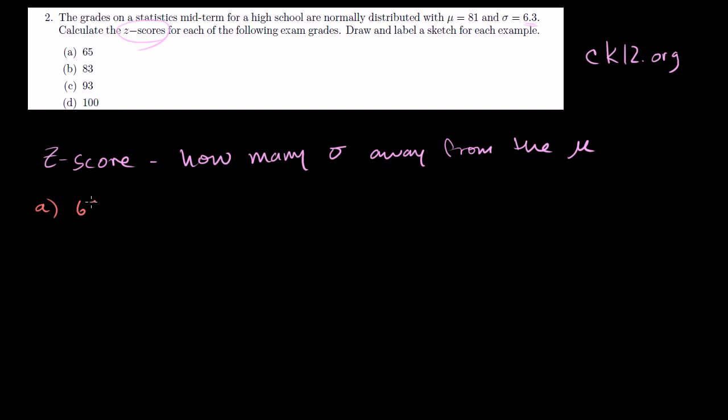So let me do part A. We have 65. First we can figure out how far 65 is from the mean. Let me draw one chart here that we can use the entire time. If this is our distribution, we have a mean of 81, and a standard deviation of 6.3. They're telling us it's normally distributed, so I can draw a nice bell curve here, as good of a bell curve as I'm capable of drawing.